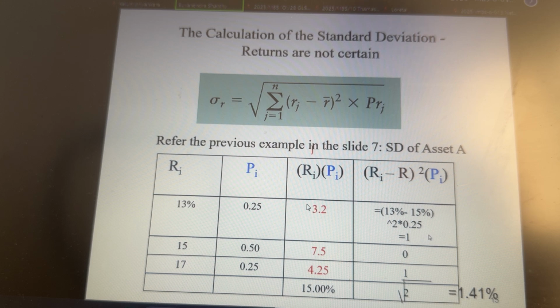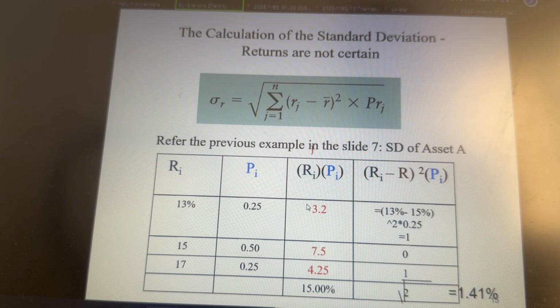We can use decimals, like 0.12, rather than percentages directly; you can go with either measurement. Here we add all these possibilities, each giving 1, 0, 1, and the summation 2 is the variance. The square root of this variance becomes 1.41%. That is the standard deviation calculation.